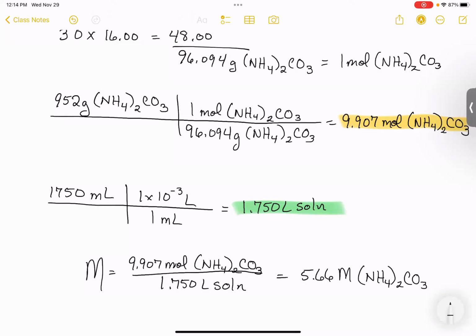Okay, I don't round to significant digits until the very, very end. So that's why I rounded to 3 significant digits when I got to the 5.66 molar. But the 9.907, I just carried extra digits so that when I did the math, I wouldn't have a rounding error. Other questions?